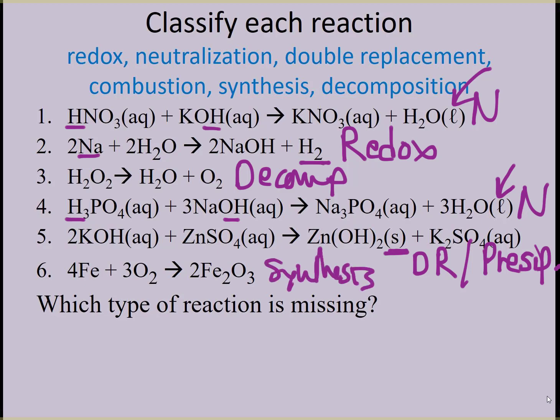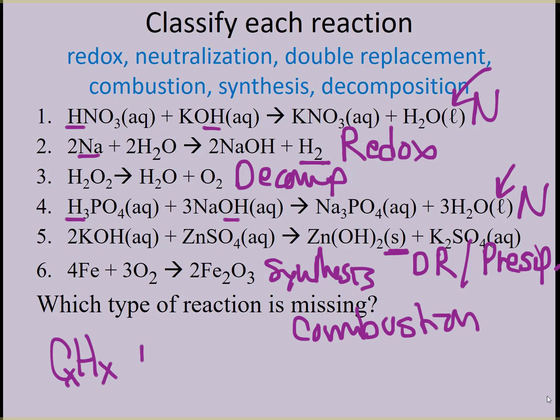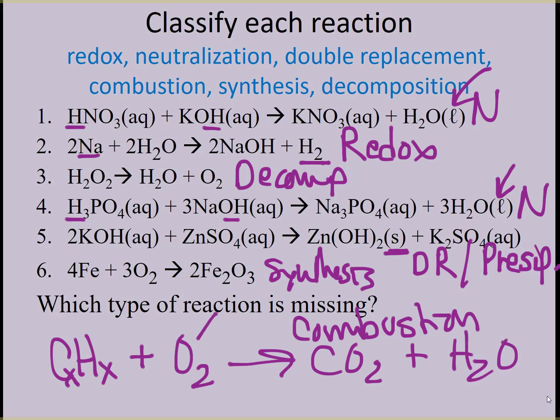And which type of reaction is missing? It would be combustion. Remember, in combustion, you have a hydrocarbon plus oxygen, and you get CO2 and water, always. So you should always have oxygen, CO2, and water. If one of those is missing, it is not combustion. And you can also have oxygen here with your hydrocarbon.